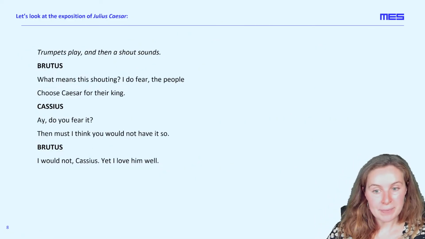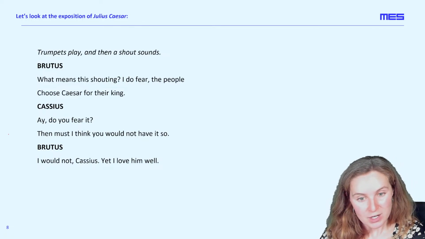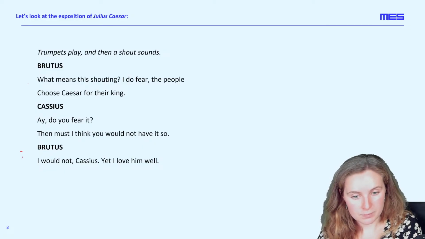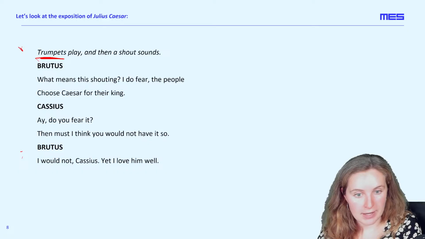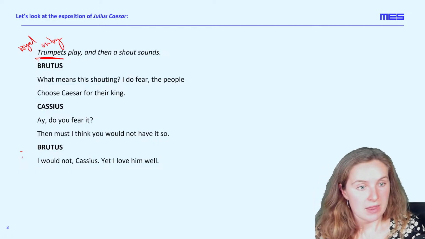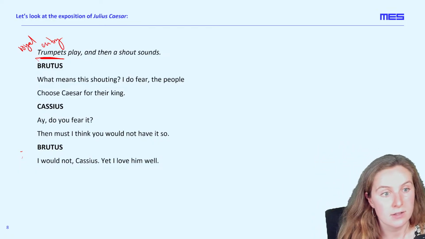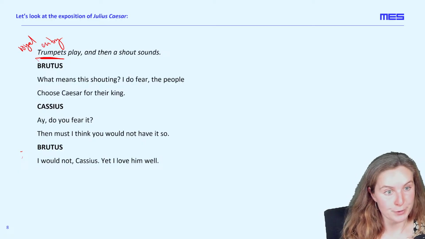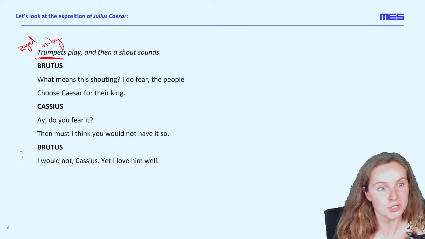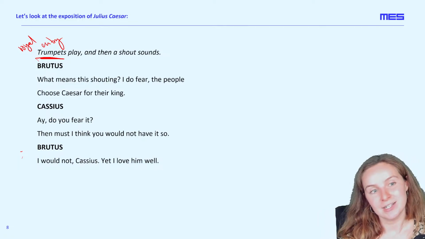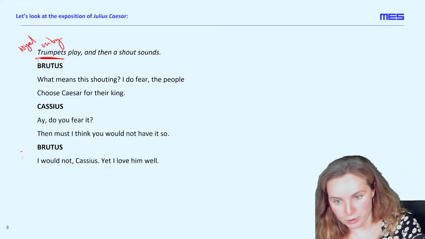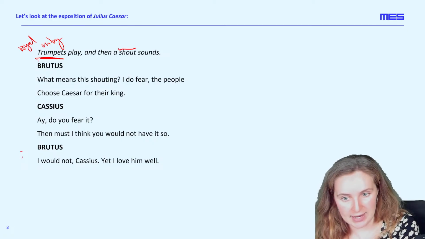Then let's take a look. Trumpets play and a shout sounds. So trumpets in Shakespeare often indicate some kind of royal entry. So immediately this suggests something, right, to us, that Caesar is being celebrated or indicated to be some kind of royal here. This is immediately harmful to the idea of democracy, isn't it? If we have this flourish, as a trumpet's playing is often called in stage directions, that there is already this expectation by the crowd, or treatment by the crowd, of Caesar as a king.